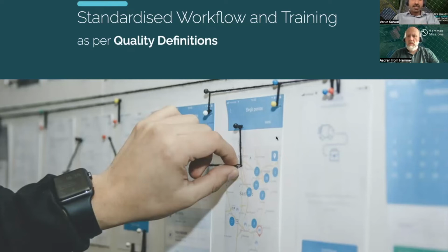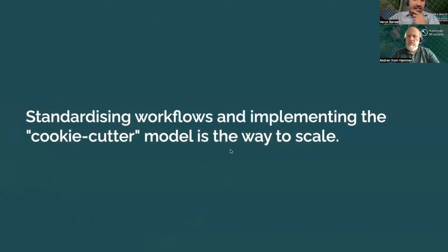So from our perspective, standardization is the solution here, where you very much define your quality definitions for every data set, and then you standardize the workflow around it. So everyone in the organization is trained to do the same workflow. Everyone in the organization follows the same rules of operation. So the takeaway here is that standardizing workflows and implementing the cookie cutter model is the way to scale. If you are providing many different types of services and data sets, then it's important that you are also building the right workflows in the organization so that it's built to scale as your workload scales.